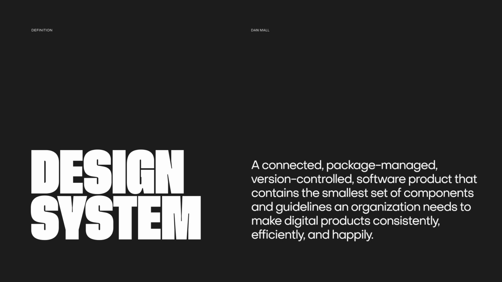Another type of design system is a design system as a product. And that's the one that I like to talk about most when it comes to design systems that big organizations can use to be more efficient and more consistent and more of a relief at scale. This is my preferred definition of a design system, which is a connected, package-managed, version-control software product that contains the smallest set of components and guidelines an organization needs to make digital products consistently, efficiently, and happily.